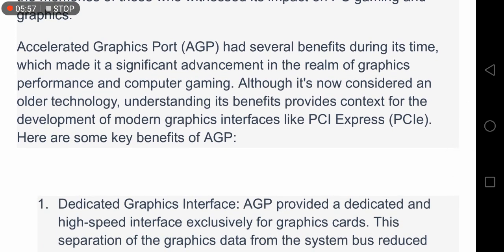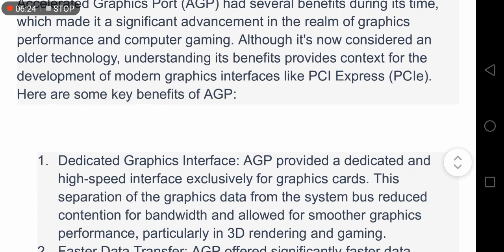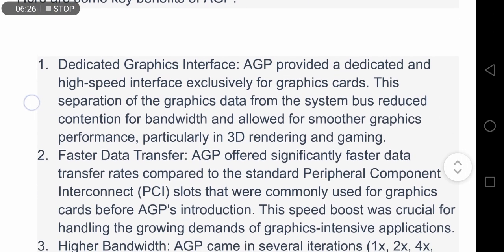The Accelerated Graphics Port (AGP) had several benefits during its time, which made it a significant advancement in the realm of graphics performance and computer gaming. Although it's now considered an older technology, understanding its benefits provides context for the development of modern graphics interfaces like PCI Express. Here are some key benefits of AGP.